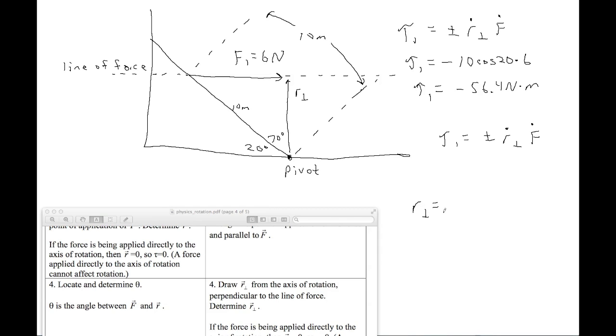And how did you find that length? The hypotenuse is 10 times cosine of 70, because this side of the triangle is adjacent to the 70. Okay, good. And then I multiplied that by 6, which is the force. And was it positive or negative? The torque should be negative. We got that right before. And what did you get as your answer? Negative 20.5 Newton meters.